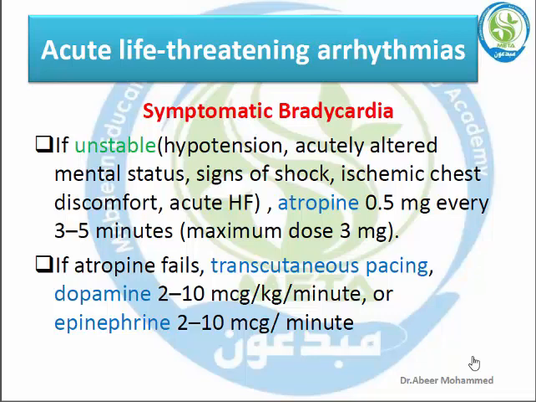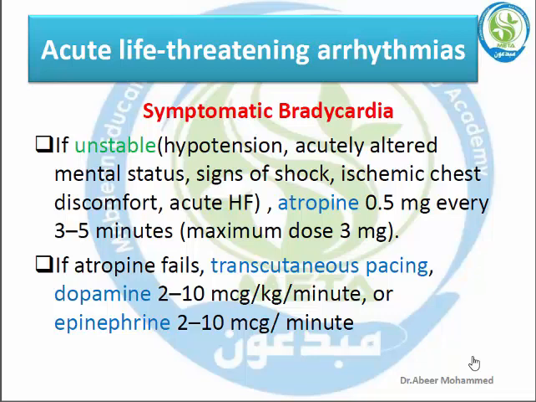Maybe the patient will come with syncopal attack. Symptomatic bradycardia could be unstable or stable. Unstable means there is hypotension, altered mental status due to the depletion in blood flow to the brain, signs of shock like syncopal attack, ischemic chest discomfort, ischemic pain, or in cases of acute heart failure.